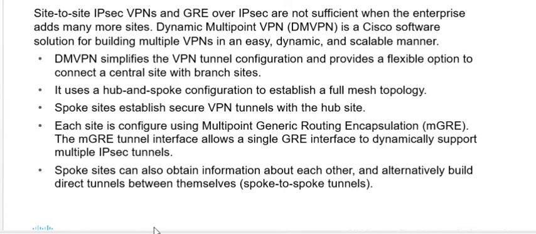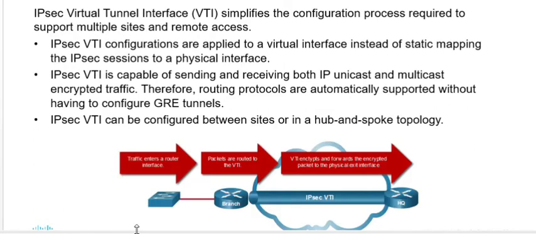Each site is configured using multi-point generic routing encapsulation. Again, this is a Cisco thing. The mGRE tunnel interface allows a single GRE interface to dynamically support these tunnels. Spoke sites can also obtain information about each other and alternatively build direct tunnels between themselves.